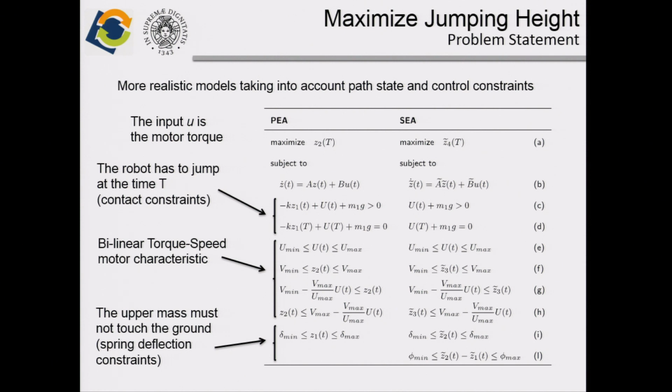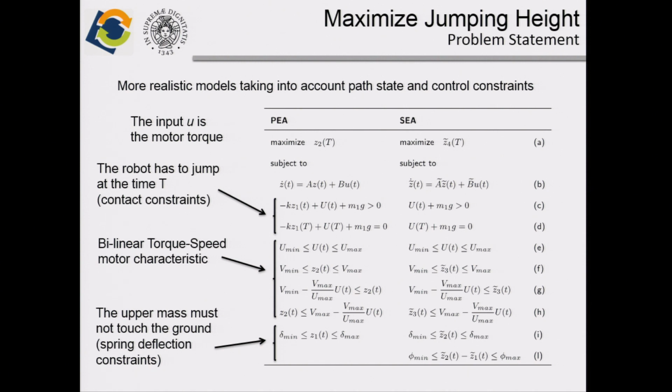Here, there are the inequalities and the equations that we use to model the contact constraint. So basically that means that the vertical force has to be larger than 0 during the stance phase, and that the contact force has to be 0 at the terminal instant, that is the takeoff instant.